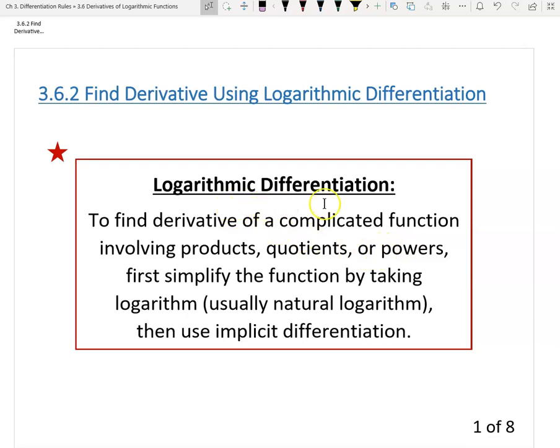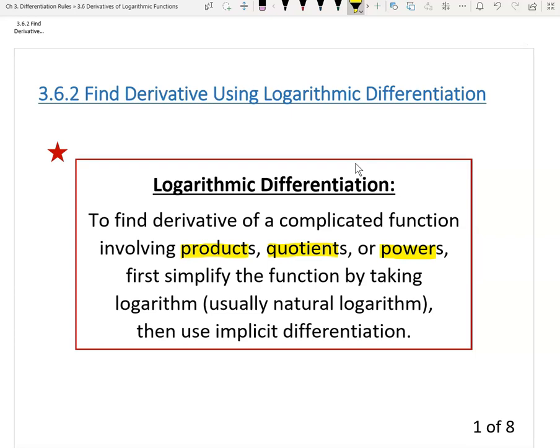What is logarithmic differentiation? What do we need to do with it? Of course, it is still finding the derivative, but this time it is the derivative of a complicated function involving products, quotients, or powers. You remember? Let me highlight this. If we have a product, a quotient, or a power, then we are going to use logarithmic differentiation.